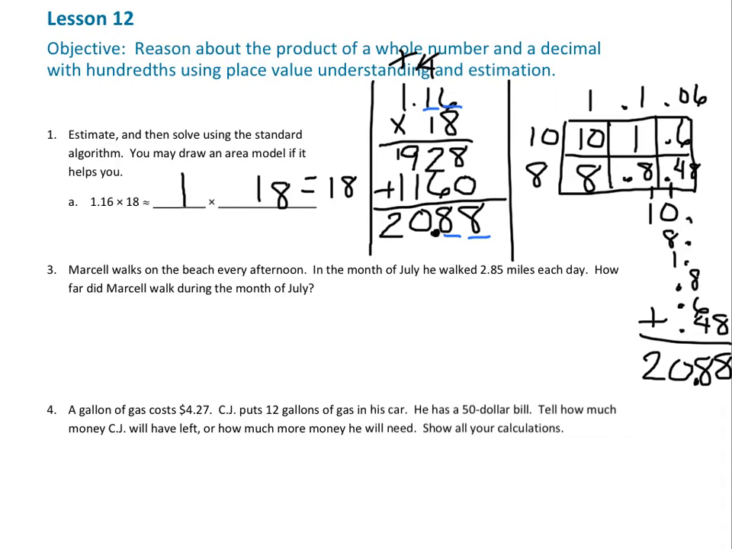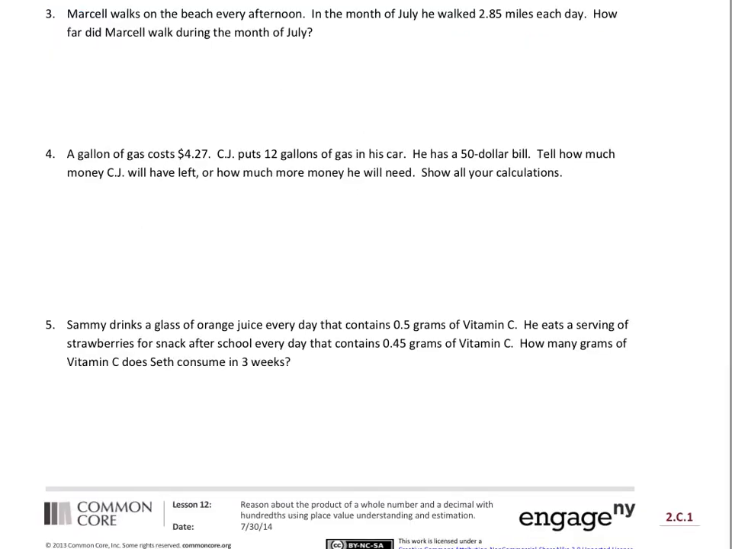Let's move on to our next question. Our next problem says, Marcel walks on the beach every afternoon. In the month of July, he walked 2 and 85 hundredths miles each day. How far did Marcel walk during the month of July? Let's go through there and find any information that we think is important. First, it says that he walks on the beach every afternoon, so that means every single day. He does it for the month of July, and he walked 2 and 85 hundredths miles each day. Now they want us to solve how far did Marcel walk during the month of July.